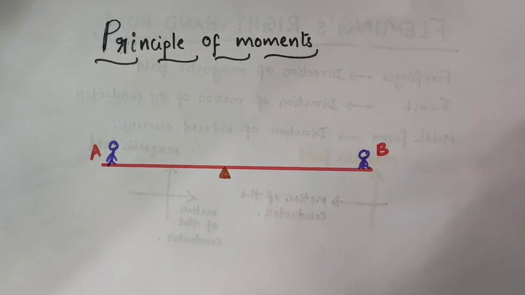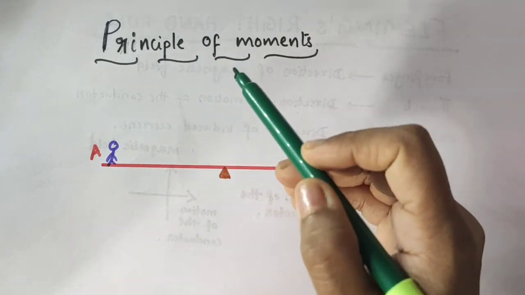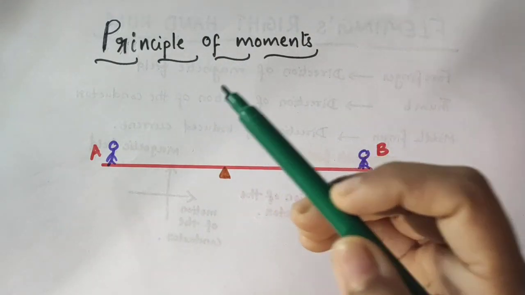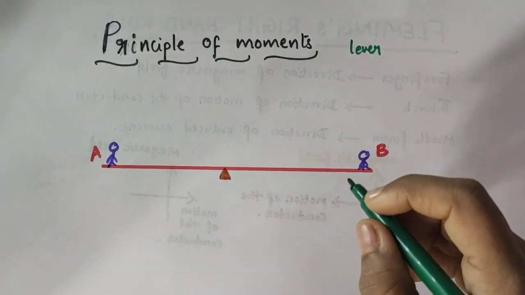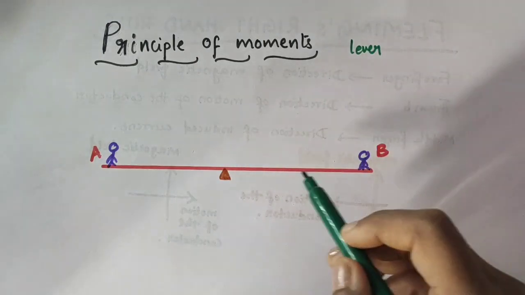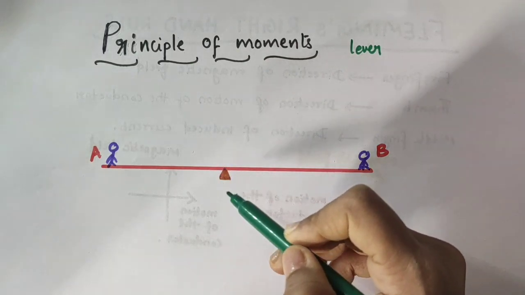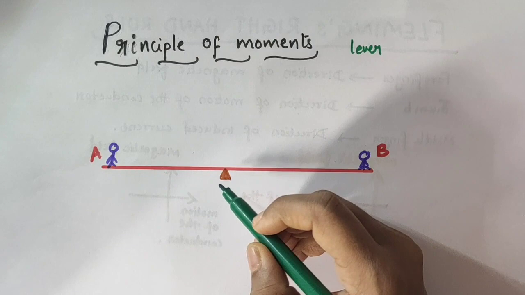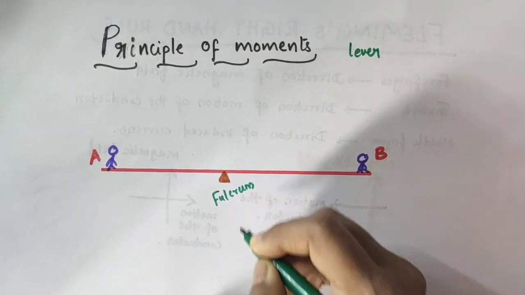Hello everyone. In this video, we are going to discuss the principle of moments. First of all, we want to know about a lever. A lever is essentially a light rod of negligible mass pivoted at a point along its length. And that pivoted point is called the fulcrum.